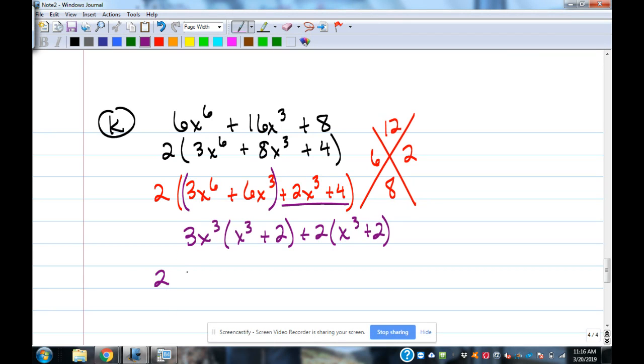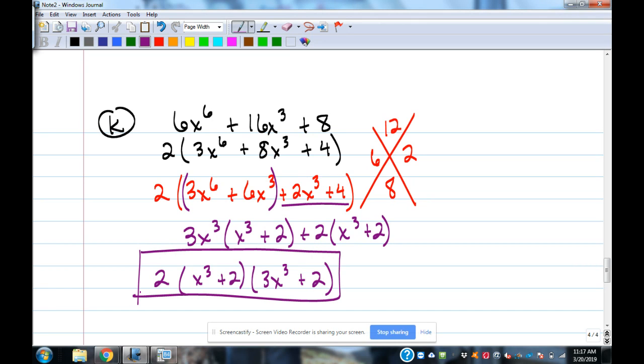So we have the 2 that we factored out at the beginning. We have x cubed plus 2, 3x cubed plus 2. We need to look at those to see if they could factor any further. So x cubed plus 2, is that a sum of cubes? No, why not? 2 is not a cubic number. If this were x cubed plus 8 or 27, 64, 125, any cubic number, then we would go further. But it's not, so we stop there. Is this one a sum of cubes? No, 3 is not a cubic number. We already know 2 is not. So that's the factored form for that one.